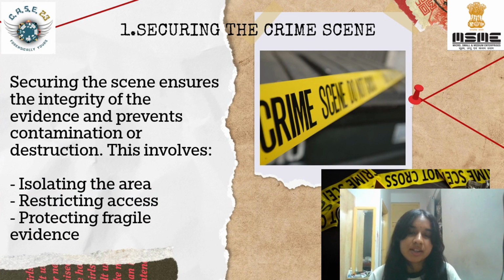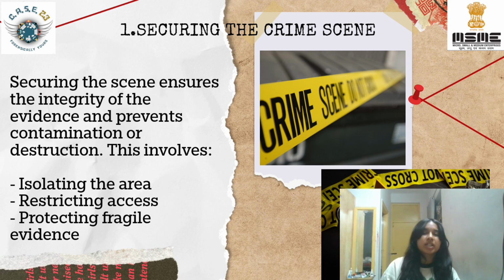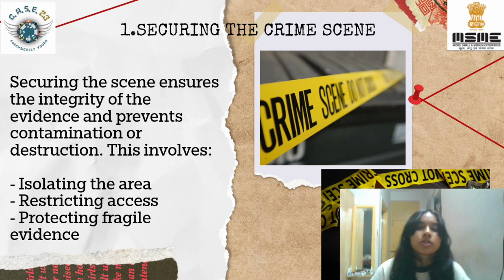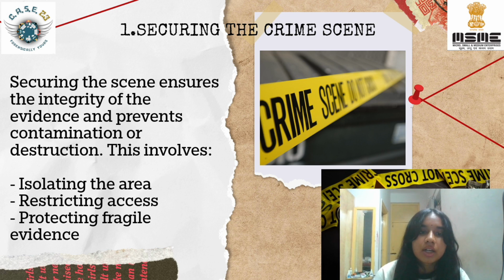Next slide. We have the very first S in the 7S of CSI. The first S stands for securing the crime scene. The word itself indicates that it is something that is done to protect the scene. Let's dive into what it exactly means. Securing the scene ensures the integrity of the evidence and prevents any sort of contamination or destruction to the crime scene. So, it basically ensures the integrity of the evidence and also prevents any sort of contamination in the crime scene.